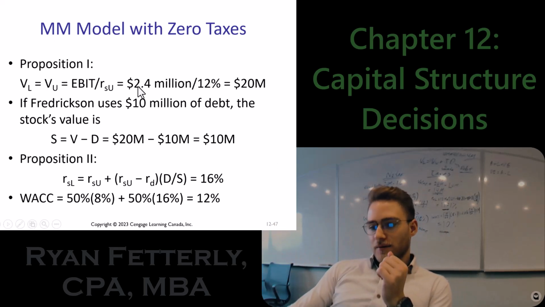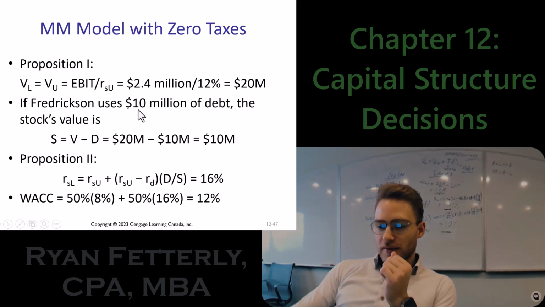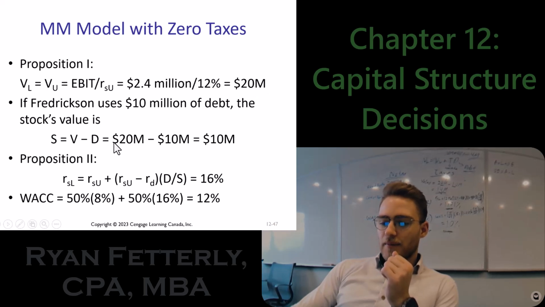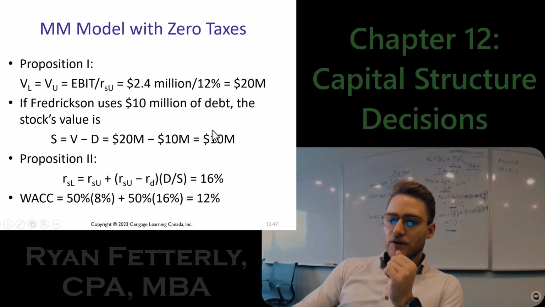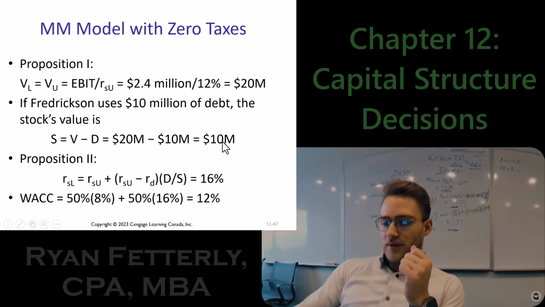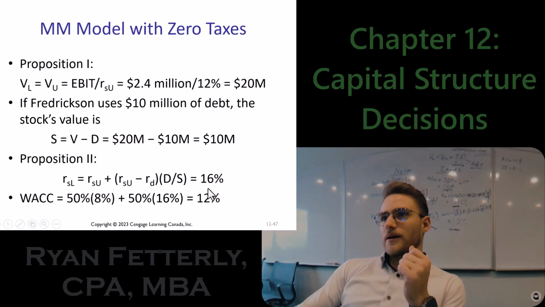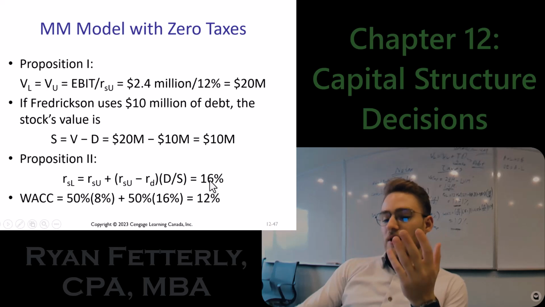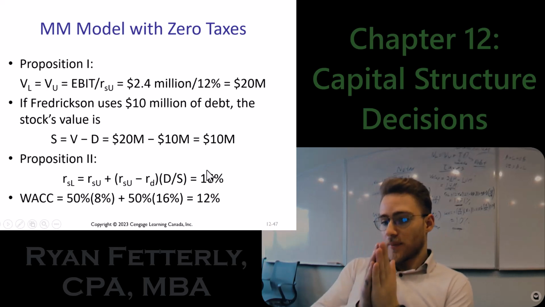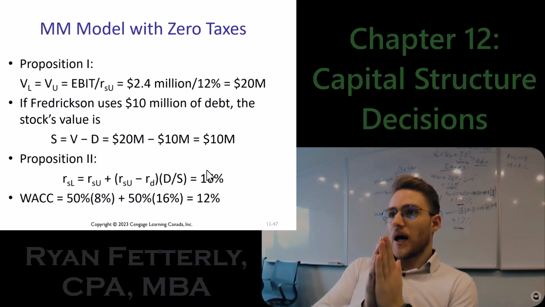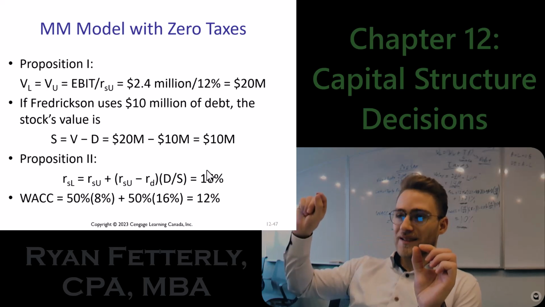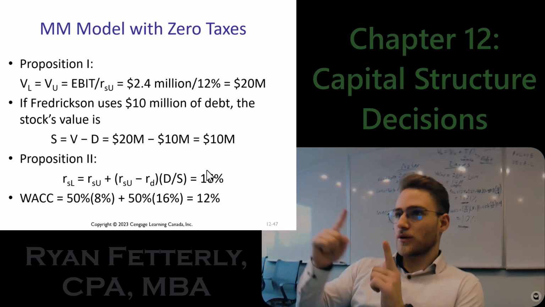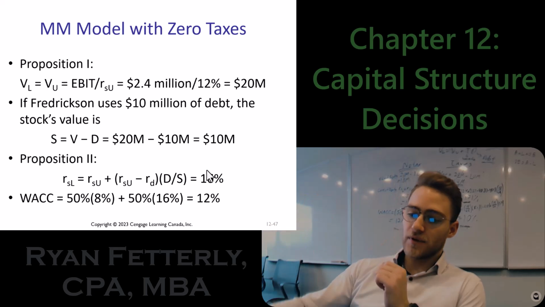So, high level, the firm is going to be worth $20 million. I believe this is the same one. Then I take the 20 million minus the $10 million in debt, so my equity is worth $10 million. When I calculate the required return for my shareholders, it goes up from my unlevered required return of 12% to my levered required return of 16%. So by adding on debt, my shareholders require 4% more return to compensate them for that risk.